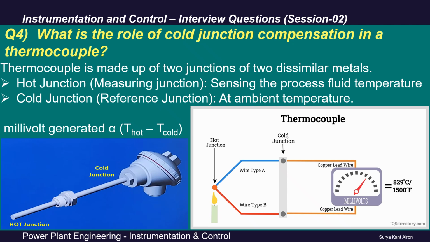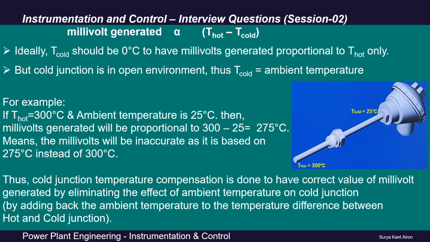Then ideally this cold junction should be at 0 degrees Celsius, so the millivolt generated will be proportional to the hot junction temperature only. But we know our ambient temperature is not at 0 degrees.